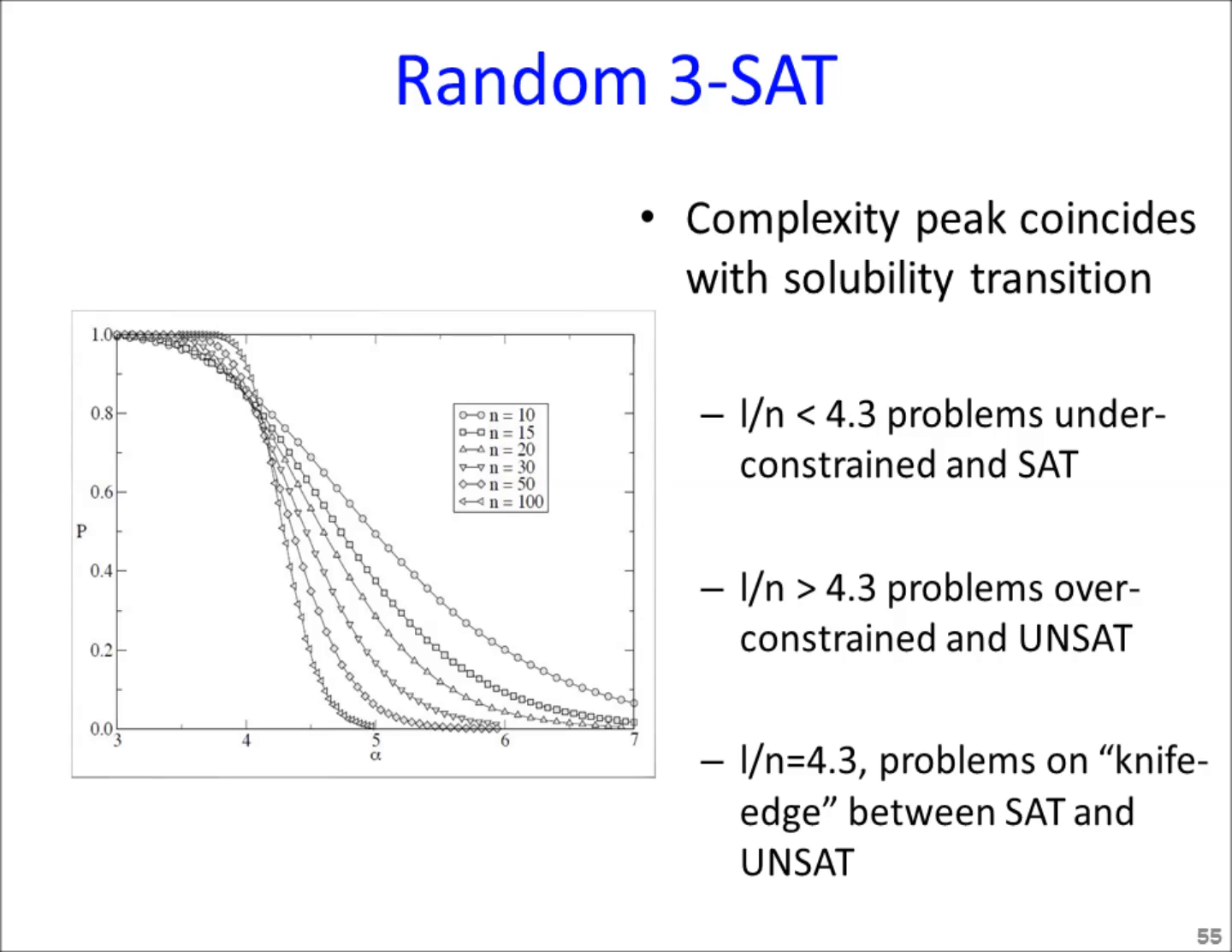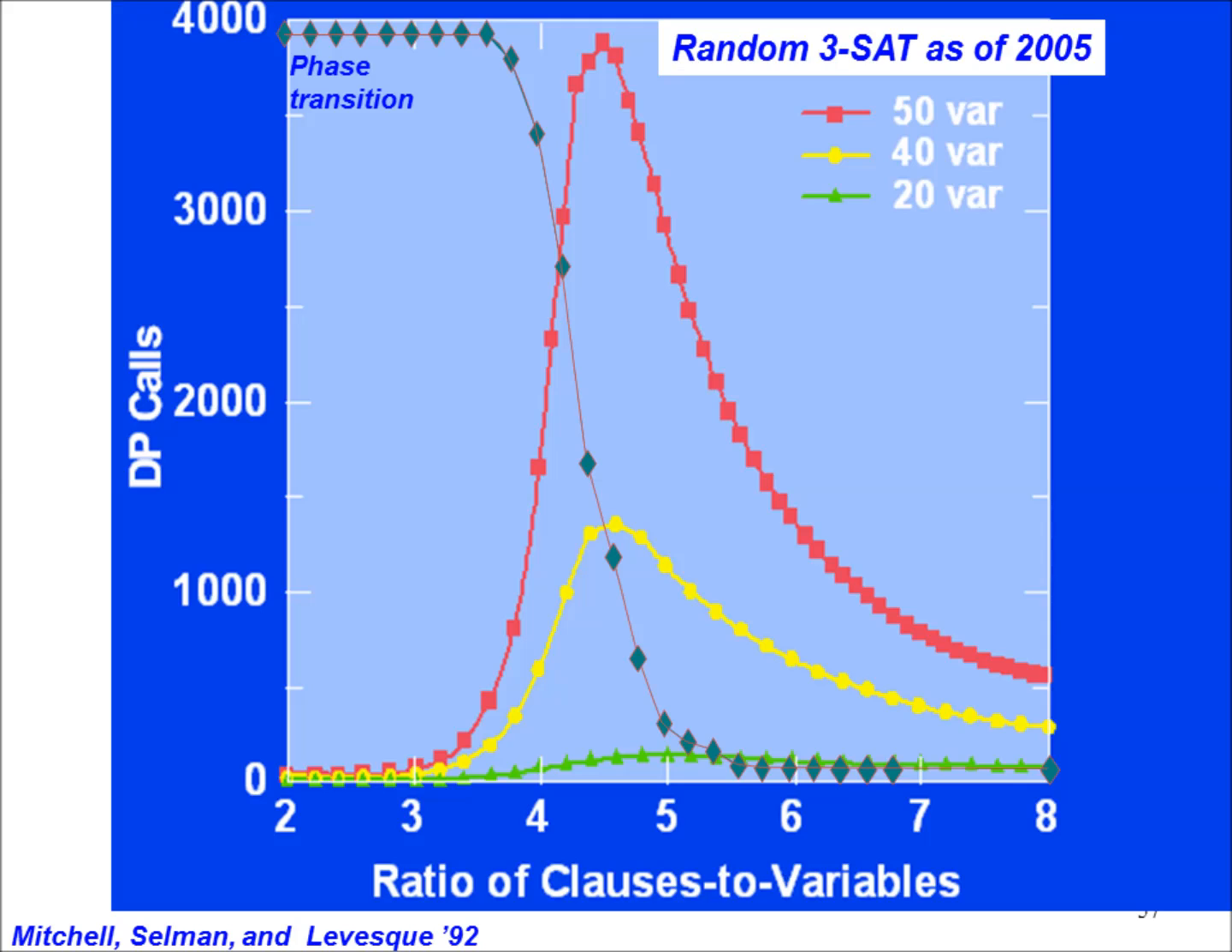People have not been able to prove that it will happen exactly at 4.3. People have been able to empirically observe that it will happen about at 4.3. The other thing people have been able to do is to prove where it will happen, what interval it will happen in. I actually had a proof, but never mind.